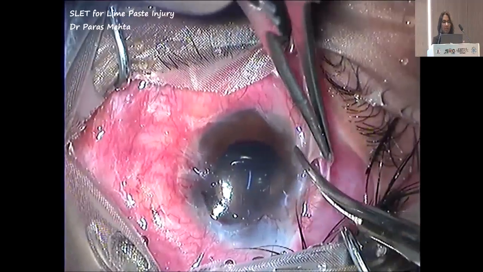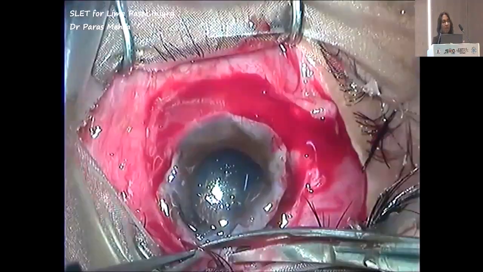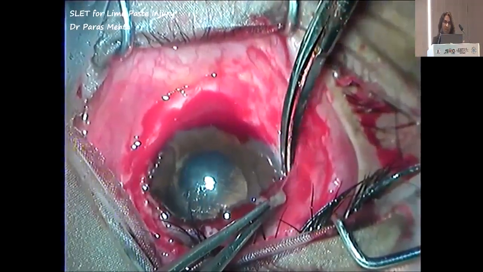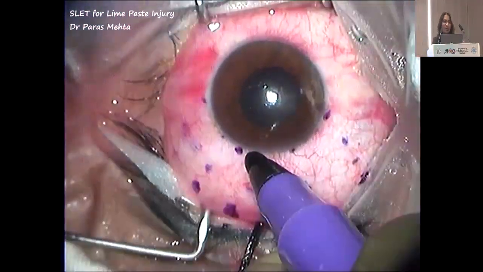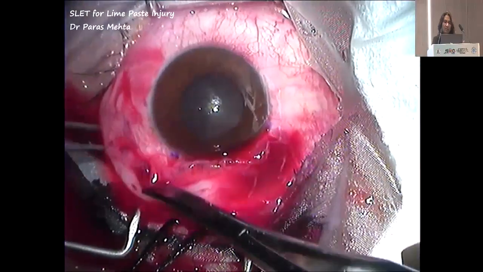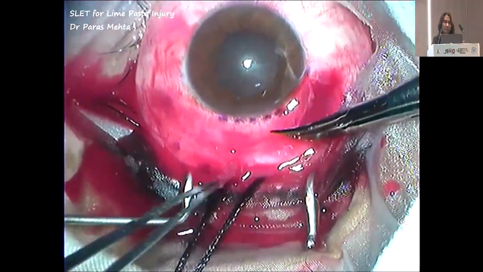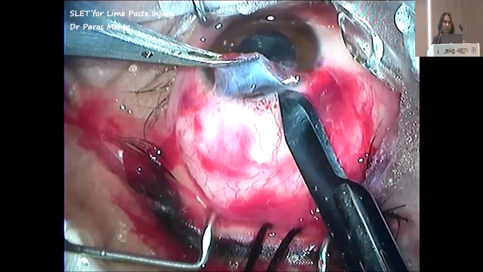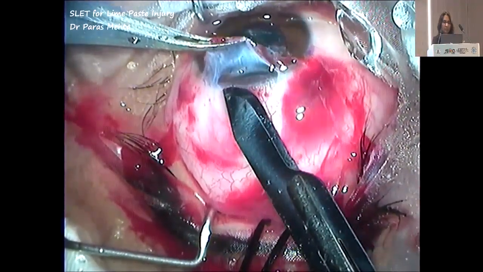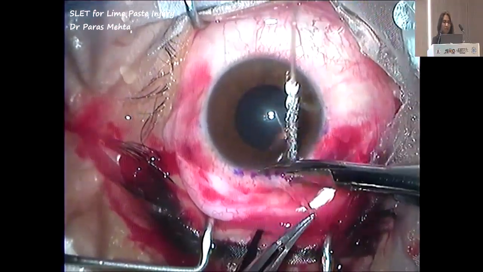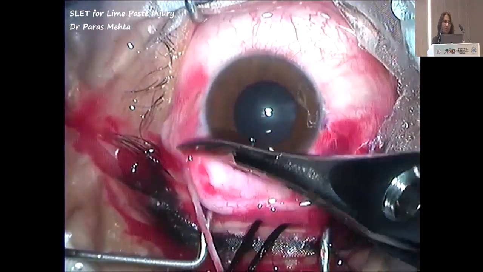After controlling the inflammation, we went ahead to do a SLAT and conjunctival grafts on both sides. Almost 360-degree conjunctival grafts from the fellow eye were taken. Both the grafts were taken from the superior part, as you can see here. You can see that limbal tissue being dissected.